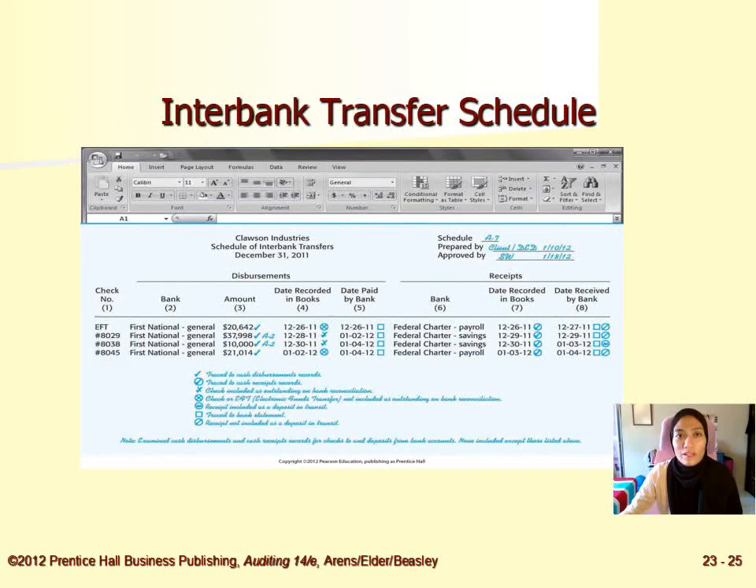Okay, this is one of the examples of an interbank transfer schedule. In this figure, the date 31st December 2013 bank reconciliations for the savings and payroll accounts should indicate a deposit in transit for the third transfer but not for the other three.